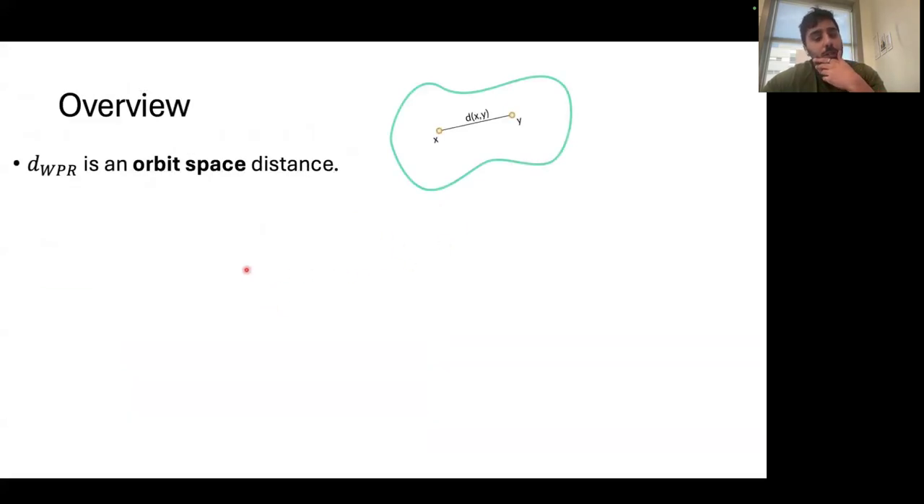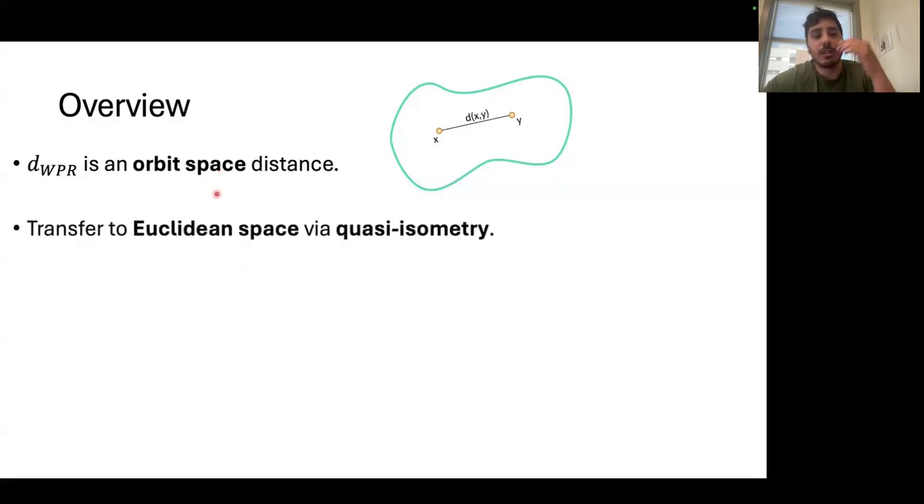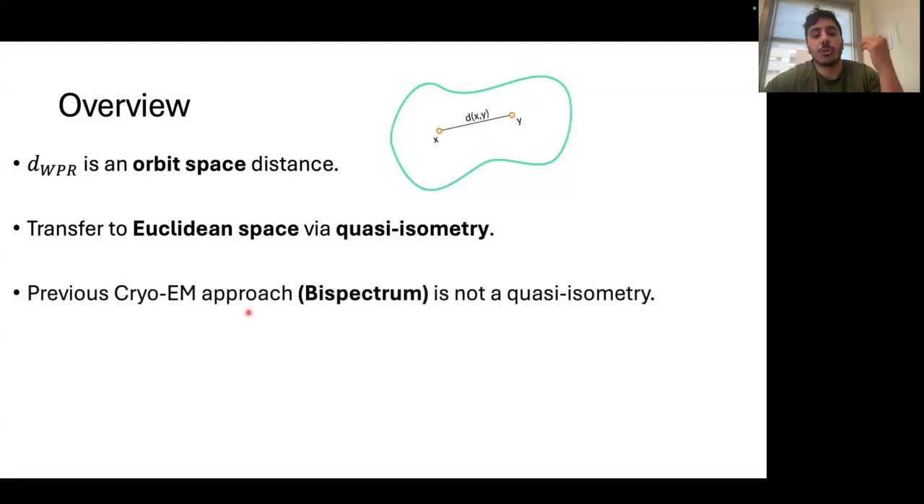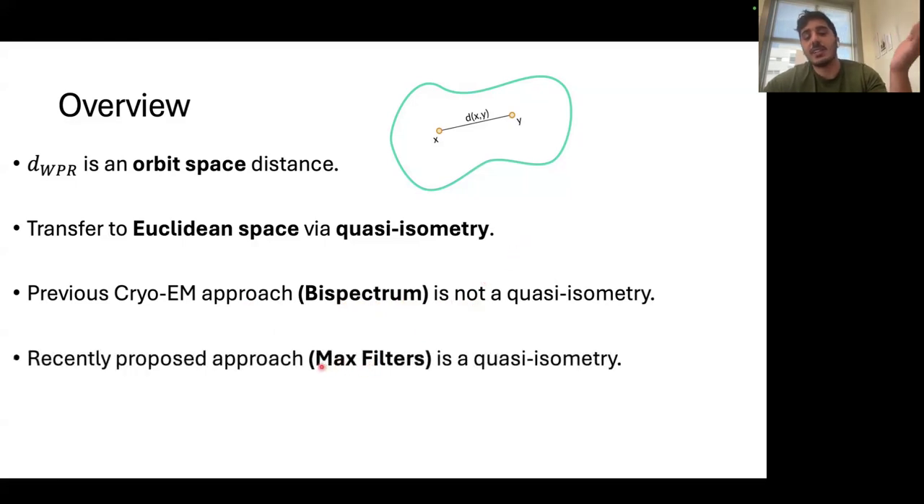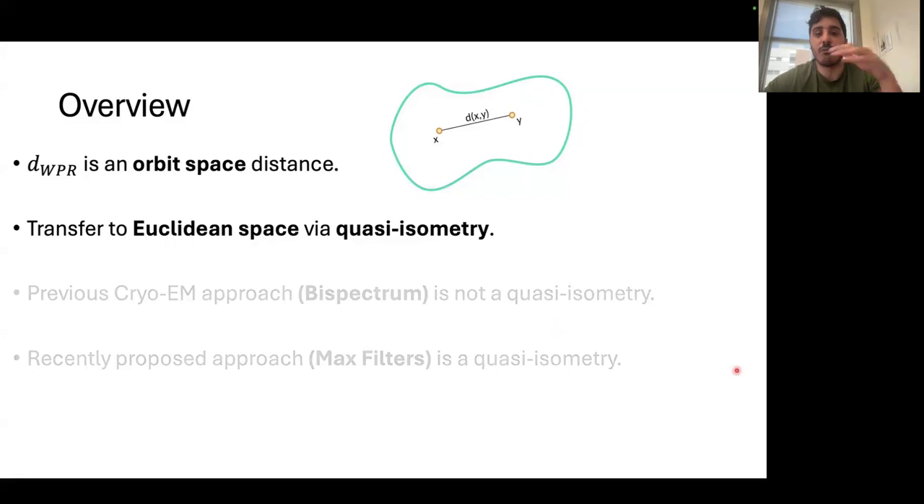So coming up, I'm going to show you that this distance is actually a metric on an orbit space of a certain group action. And then I'll transfer the nearest neighbors problem from the orbit space to Euclidean space through a quasi-isometry. And I'll tell you more about that. I'll show you that the previous Cryo-EM approach called the bispectrum is not a quasi-isometry. And then I'll show you why a recently proposed approach called the max filters is a quasi-isometry that transfers the nearest neighbors problem well from orbit space to Euclidean space. So I'll delve into more details. Let me start with the first two bullet points.